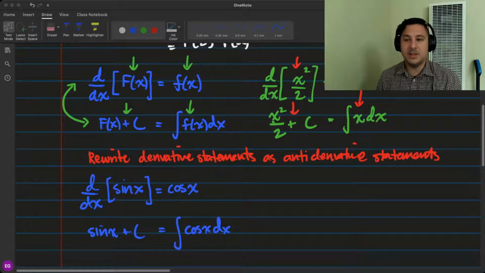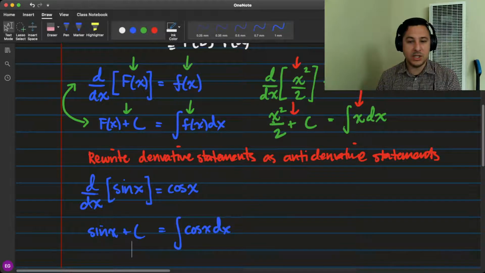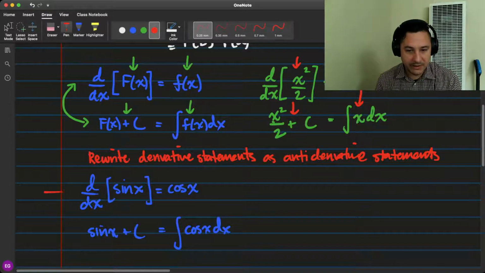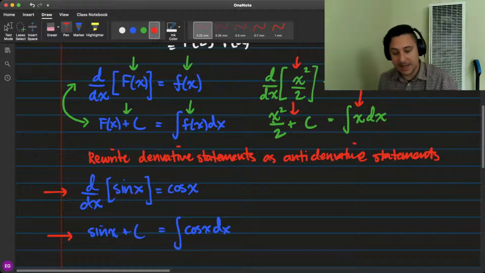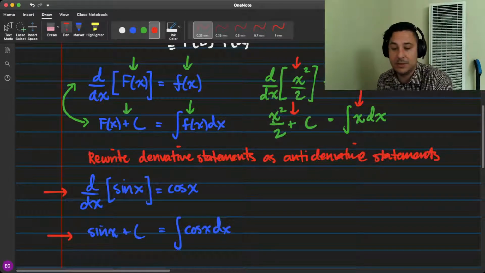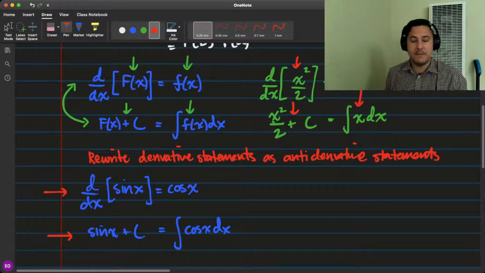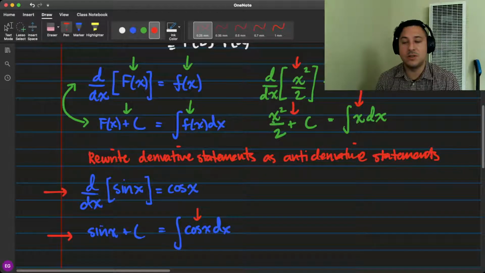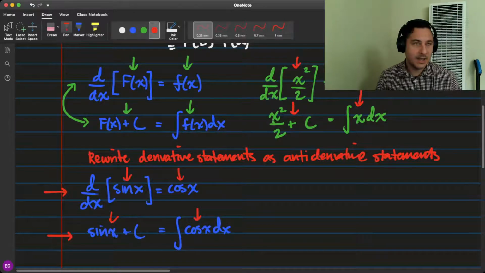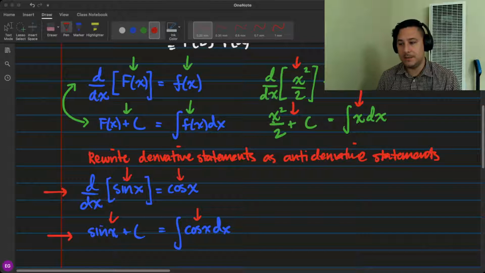My point in showing you this is that we took a derivative statement and rewrote it as an antiderivative statement. You can always do this. That's how we're usually going to find our antiderivatives. However, sometimes this is not very easy to do. For this one, it's not that bad. If I want the antiderivative of cosine, I need the derivative of sine, which is cosine, so I found the antiderivative. Sometimes it's not that easy.